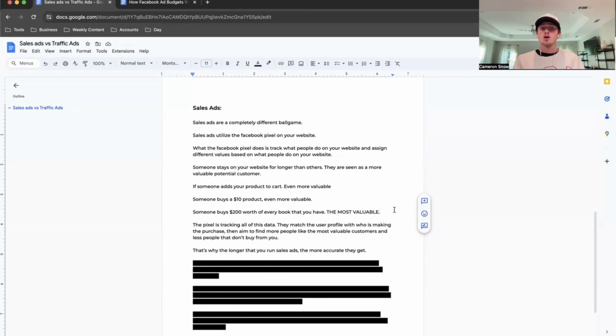And the pixel is tracking all of this data for you, and it's able to match the user profile, so their Facebook or Instagram profile, with whoever is making a purchase. So say this person made a purchase: they know that person bought everything, that they bought $200 worth of your books. So it's a very valuable customer, and they're going to be able to match that person and know how much they spent. Then they're going to aim to find more and more people like your most valuable customers, and fewer people that just don't buy from you.